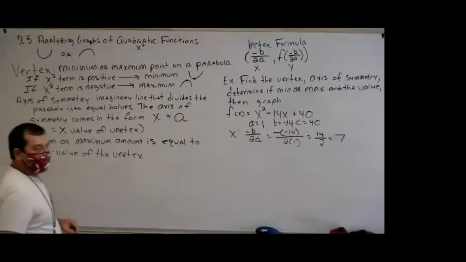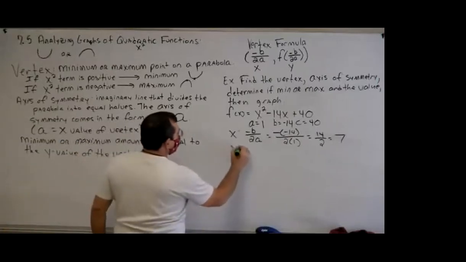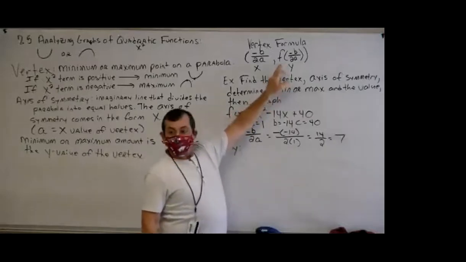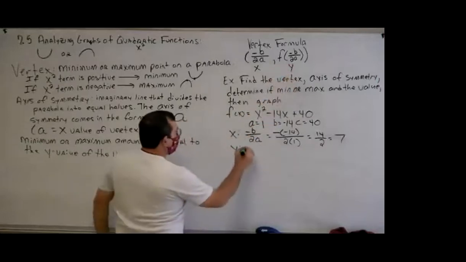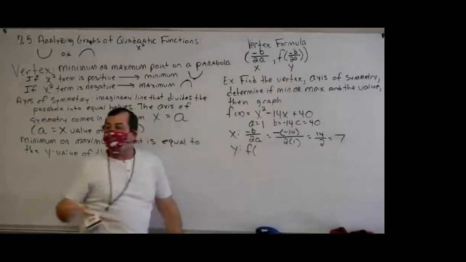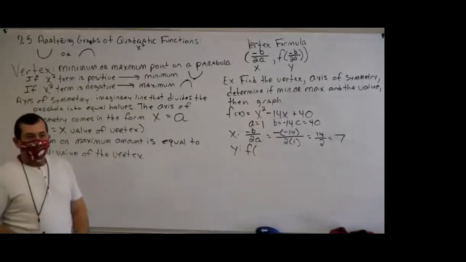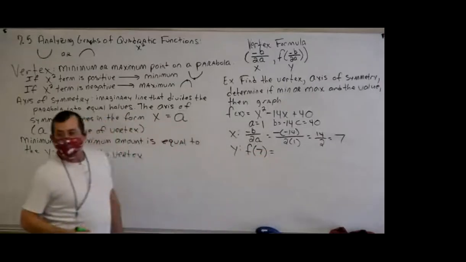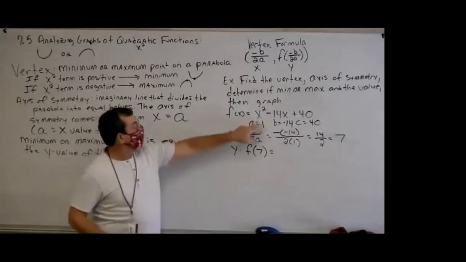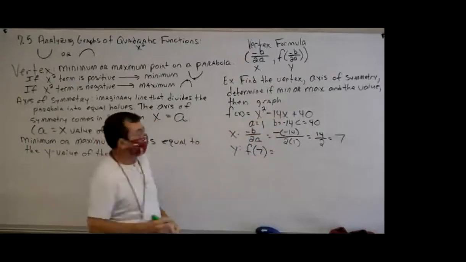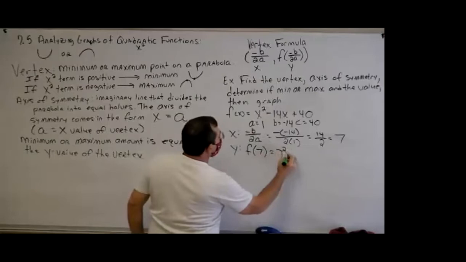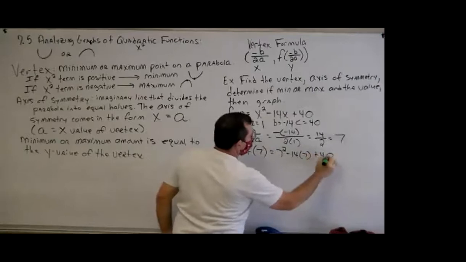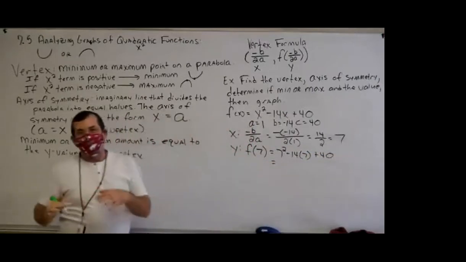So now I know the x value, I need to come back and get my y value. And it tells me to find the y value, I'm going to find f of negative b over 2a. So what do we get out of negative b over 2a? 7. So this is going to be f of 7. So f of 7 means take this little function right here, and for both of these x's, you're going to put me a 7 in there. So that's going to give me 7 squared minus 14 times 7 plus 40.